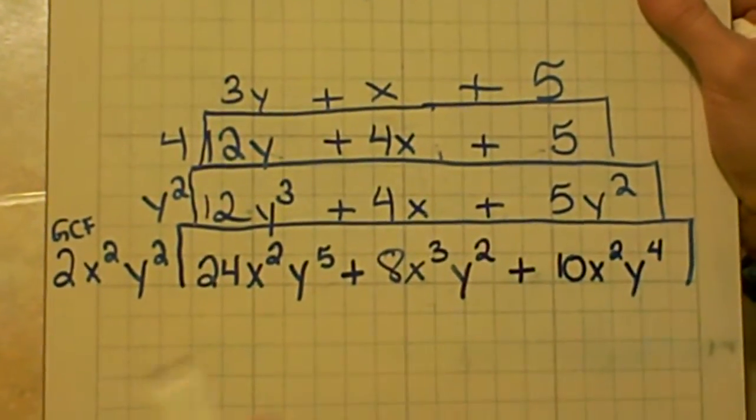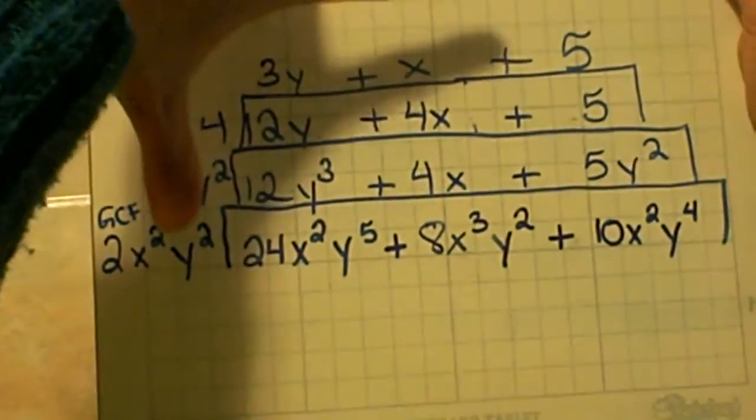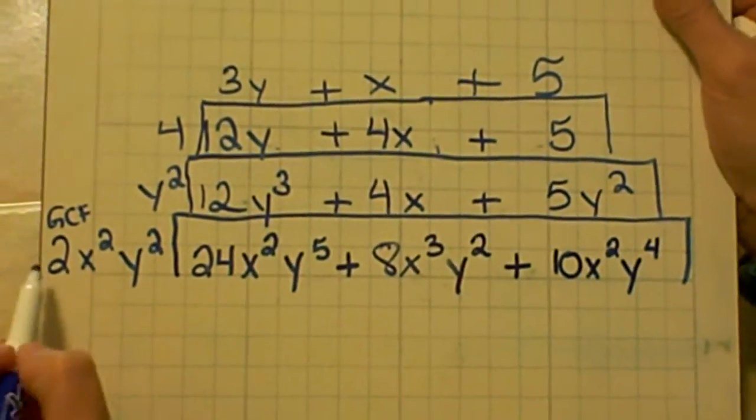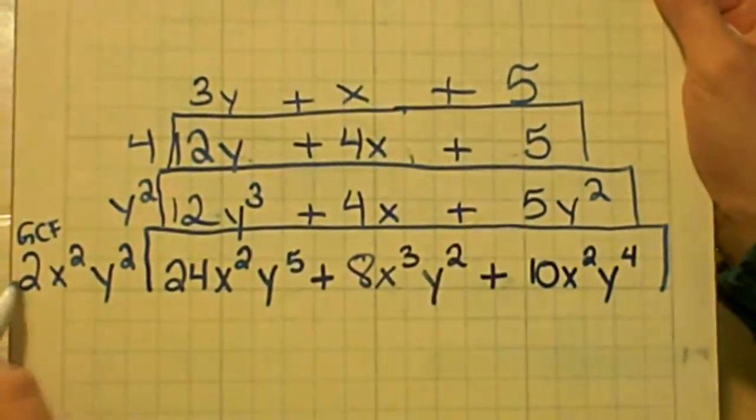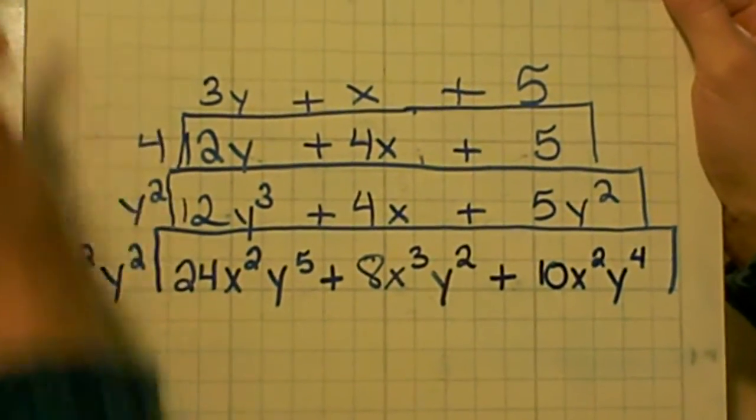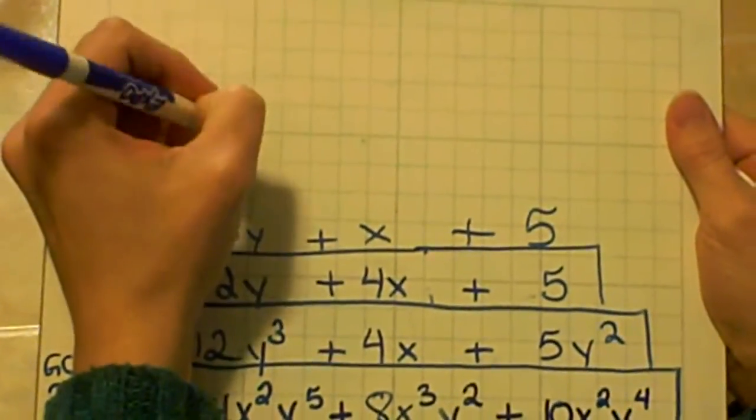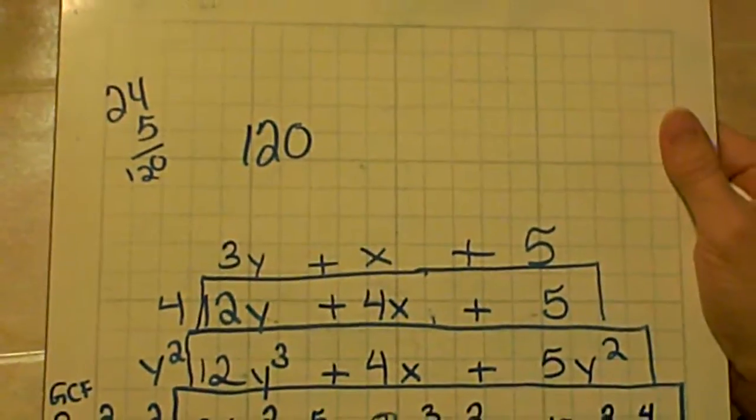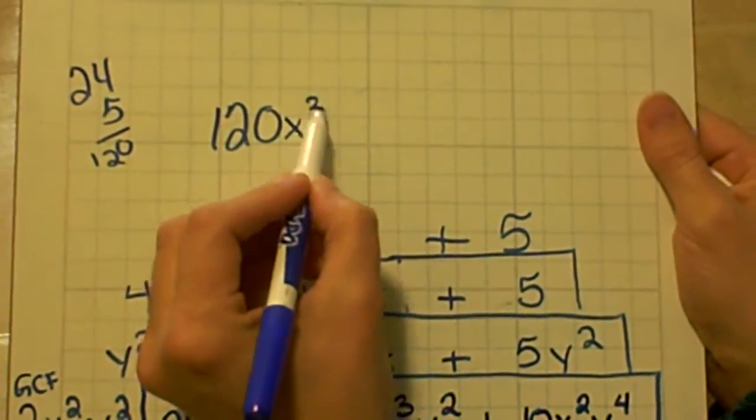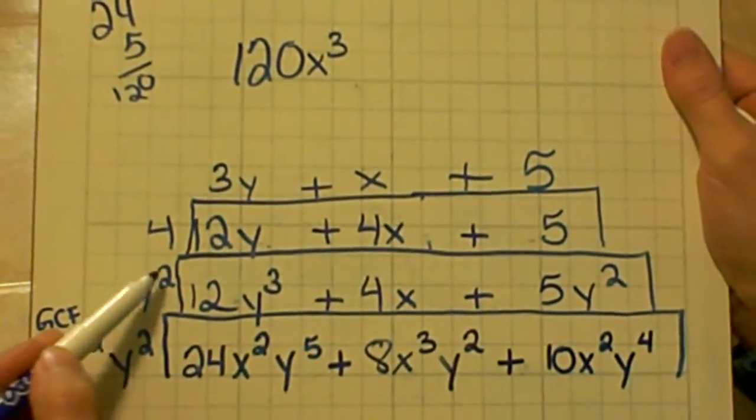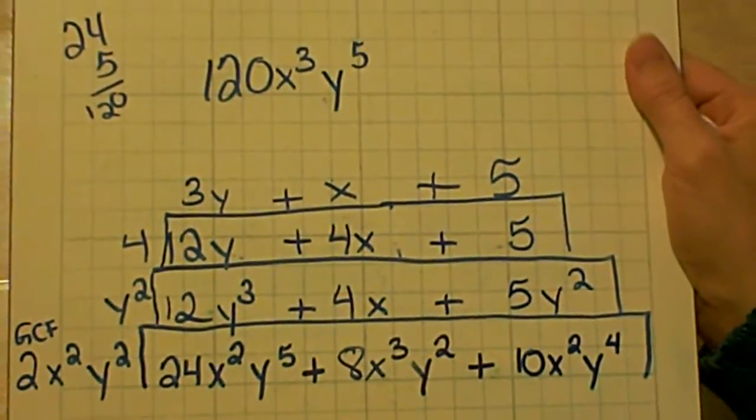So there's your birthday cake, and how you find the least common multiple, remember, is you take your sideways L, and you multiply everything together. So looking at the numbers, we have 2, 4, 3, and 5. 2 times 4 is 8, times 3 is 24, and times 5 is 120. So we have 120, and then we have 2 x's, and another x on top, so 3 x's, and then 1, 2, 3, 4, 5 y's. So there is your least common multiple.